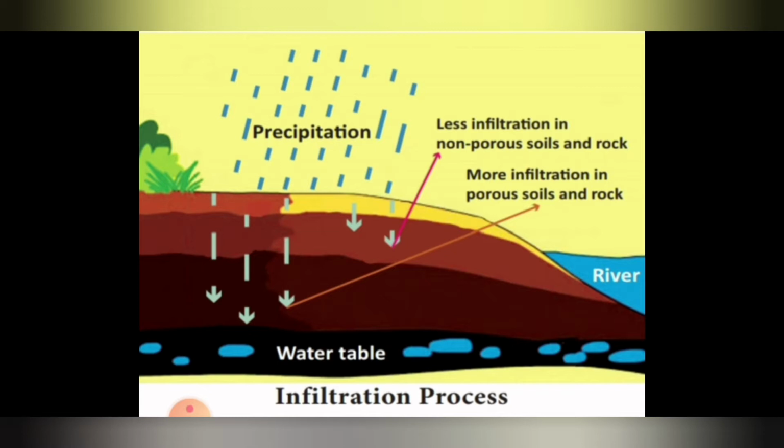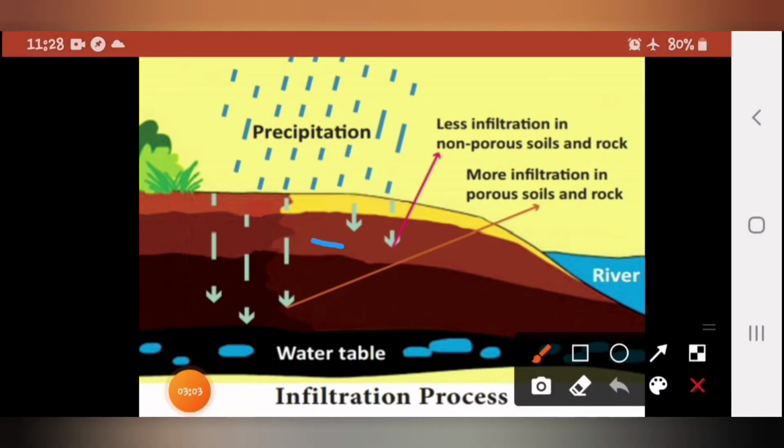So, you can see rainwater. There is less infiltration in non-porous soils and rocks, and more infiltration in porous soils and rocks. So, you could see less infiltration is here, more infiltration is here. You can see rainwater is getting stored here, right? Water table, that is what they are saying here.